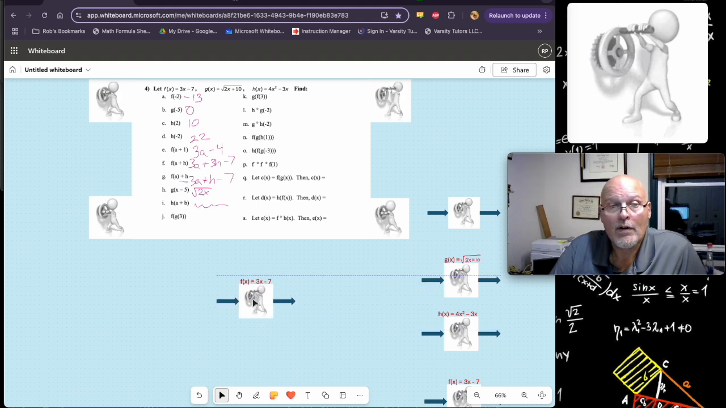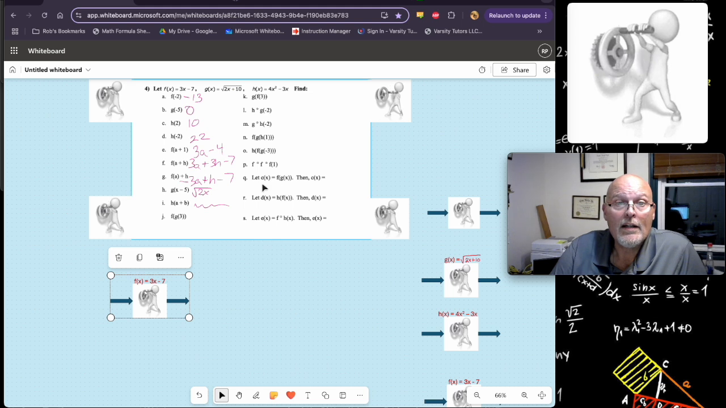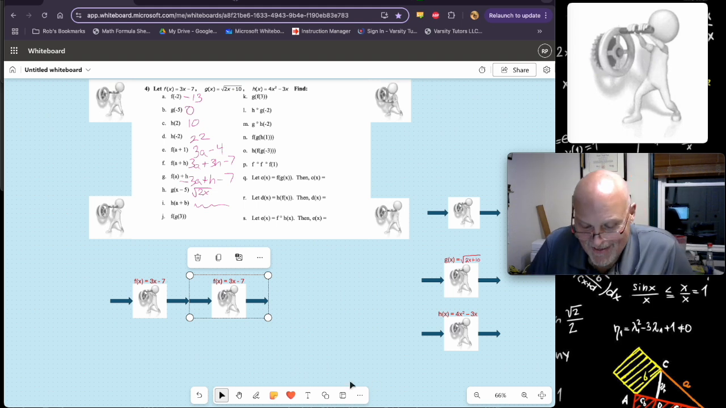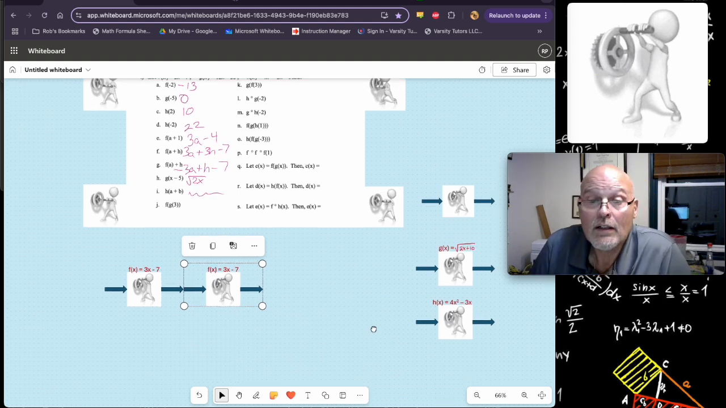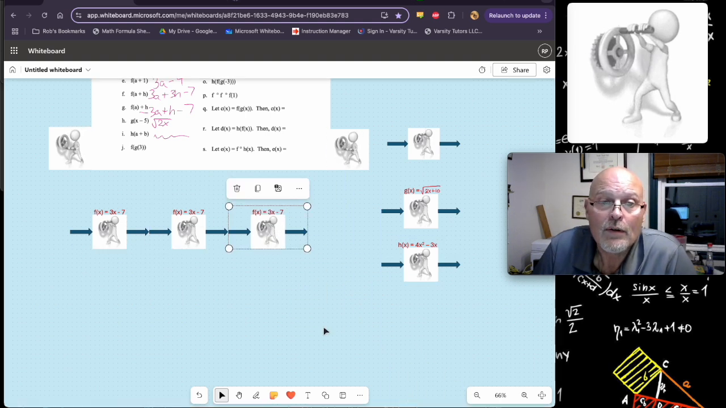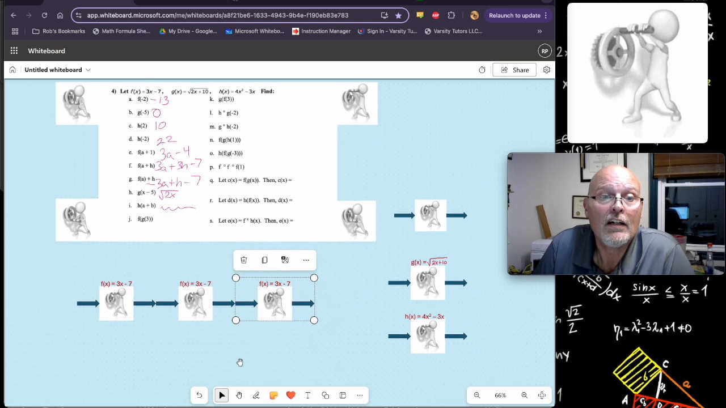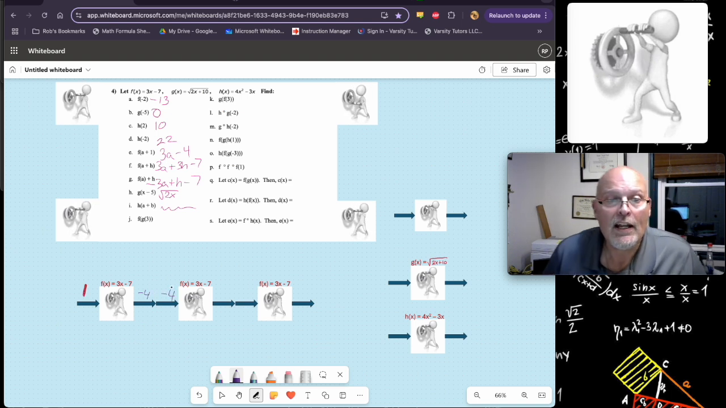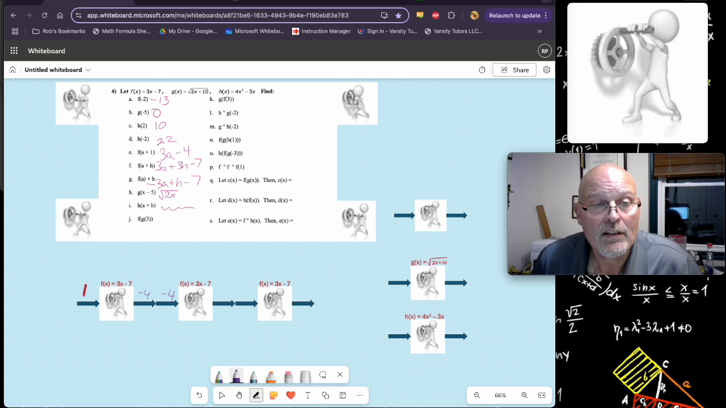First, I need to do the last one, so f of 1. Okay, and then that output goes into another f, which I happen to have a couple extras here. And that output then goes into another one. And so I've set myself up to do f of f of f of 1. So 1 goes in, 3 minus 7, -4 comes out. Then I feed -4 into f again, and I get -12 minus 7, which is -19. And I do it a third time, and I get -57 minus 7 is -64.